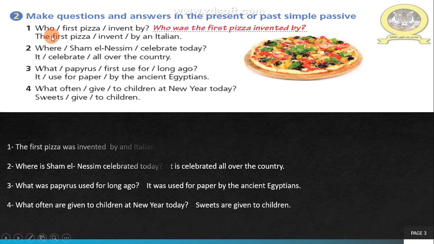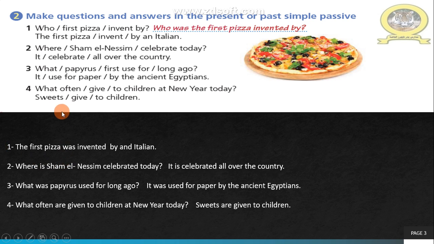Number 1, we said, who was the first pizza invented by? Answer this question in the passive. It will be, the first pizza was invented by an Italian. So it's a past simple passive.